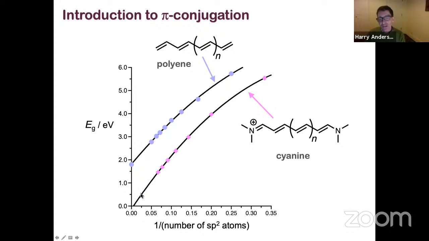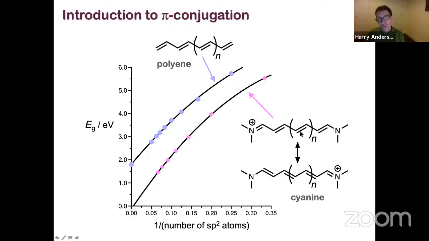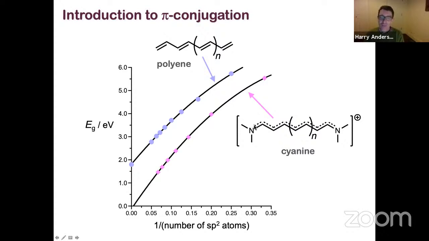And that's because you have no bond length alternation, because you have a resonance. These are two resonance structures which contribute equally, where you have the lone pair donating through to the positive charge. So the positive charge is equally delocalized between both ends. And you have this sort of completely equal bond length along the chain, no bond length alternation, which makes it behave like a free electron gas model. And so if this carried on to an infinitely long chain, you'd expect a zero gap.